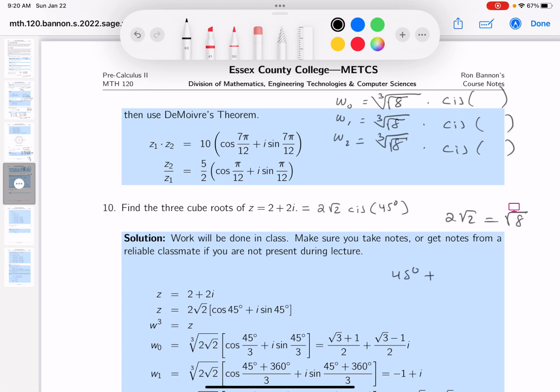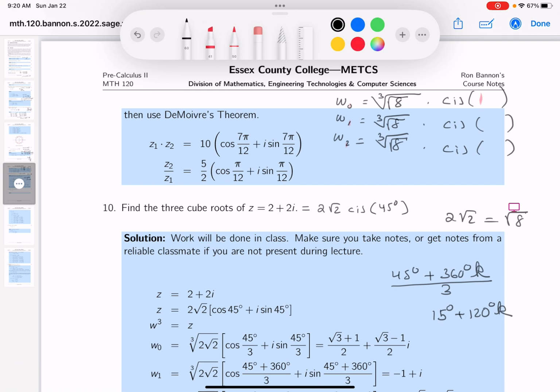plus 360 degrees K over 3. And that's going to be 15 degrees plus 120 degrees K. And what's the K going to be? It's going to be these numbers, like 0, 1, 2. Let's put it down. First number, K is 0, 15 degrees.